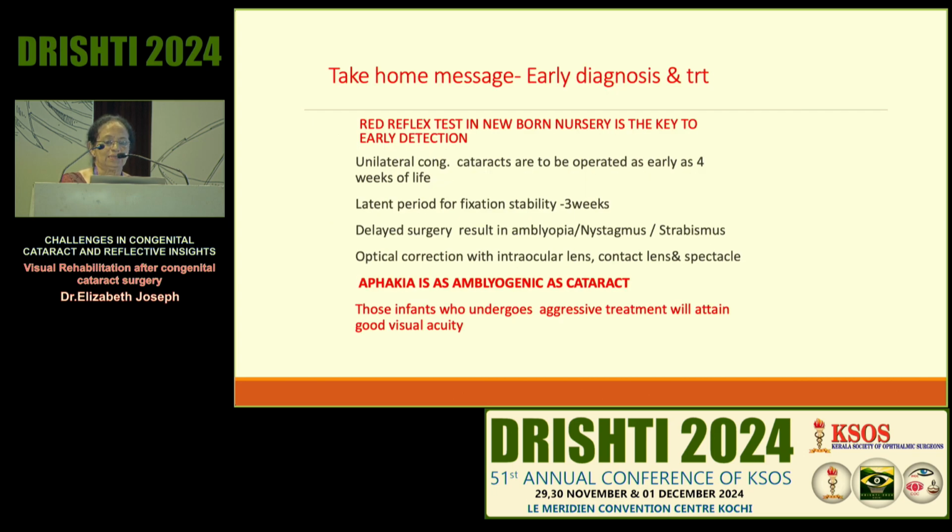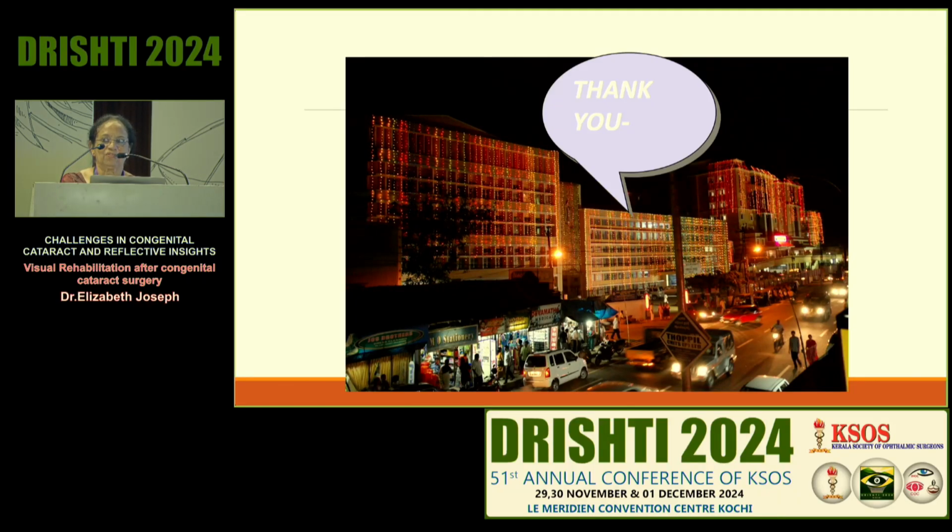One take home message: the most important thing is you have to diagnose congenital cataract as early as possible. The red reflex test in the newborn nursery is the most important thing to detect congenital cataract as early as possible, and do the surgery as early as possible. Delayed surgery results in amblyopia, nystagmus, strabismus, and optical correction I have already discussed. Just remember that aphakia is as amblyogenic as cataract. Those infants who undergo aggressive treatment will attain good visual acuity. Thank you very much for a patient hearing.